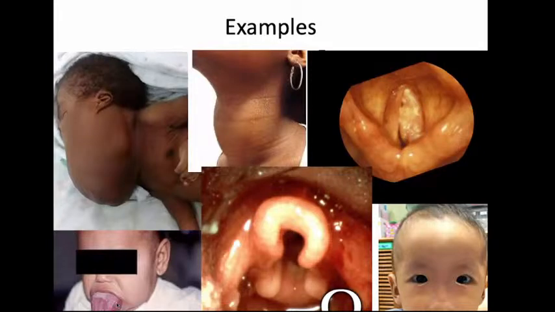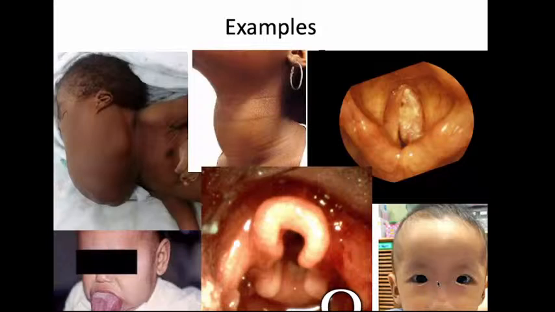Here, the child has a huge tongue, looks like perhaps a vascular lesion. And this is what we see in laryngomalacia, where the epiglottis is omega shaped. Omega is this kind of shape. And so when it's like this, when the child draws in air, these ends just collapse in and block the airway, so the child cannot breathe.